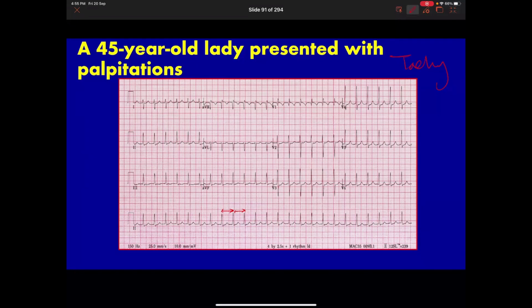I think you're lagging, but yes, it's narrow. Yes. Then, is it regular or irregular? Regular. Okay, is there a P wave or no P wave? No P wave. Exactly, so it's SVT.